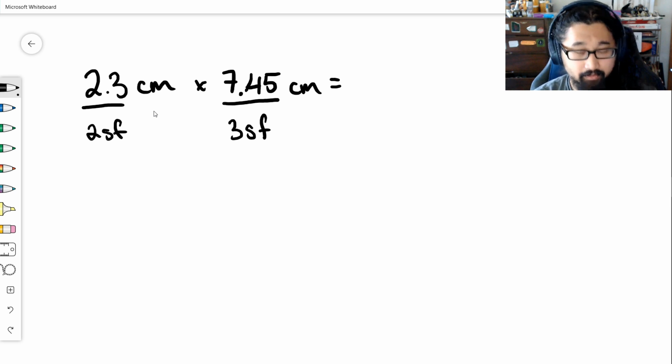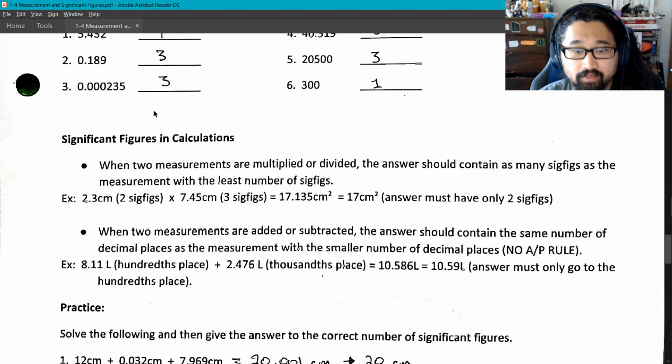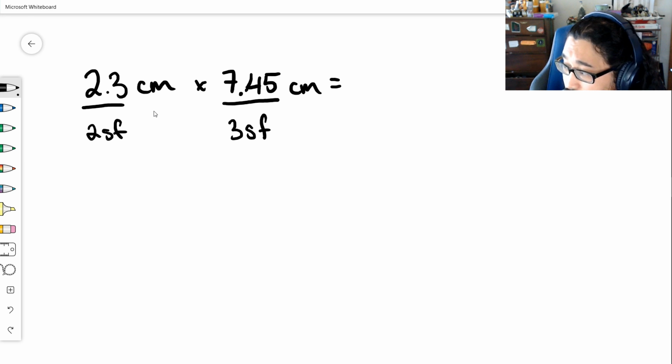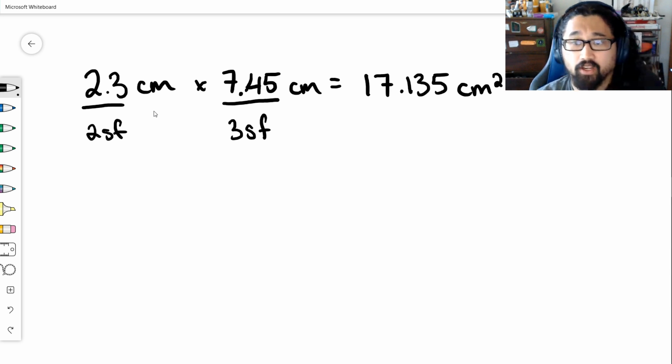So I'll do the math. The math is really done for me. 17.135. So this equals 17.135 centimeters squared. Now, another important thing is that you can do math with numbers, but don't forget, just like in dimensional analysis, do math with the units. Centimeters times centimeters gives me centimeter squared.